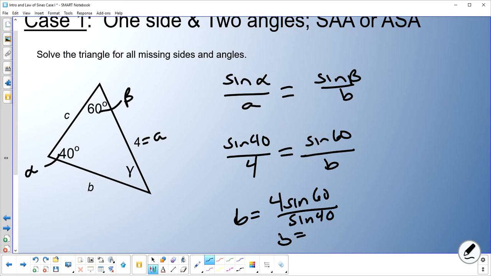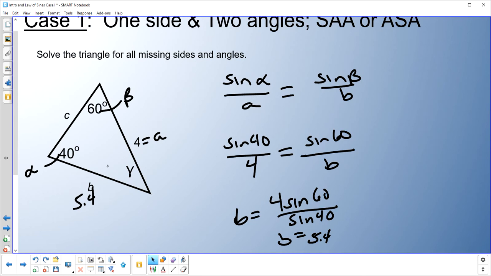And so that tells us that B is going to be equal to, and the other thing to keep in mind here is that you need to make sure your calculator is in degrees for this one. So we're going to say 4 sine of 60 divided by sine of 40, and that's going to give us 5.4. So we have 5.4 here.